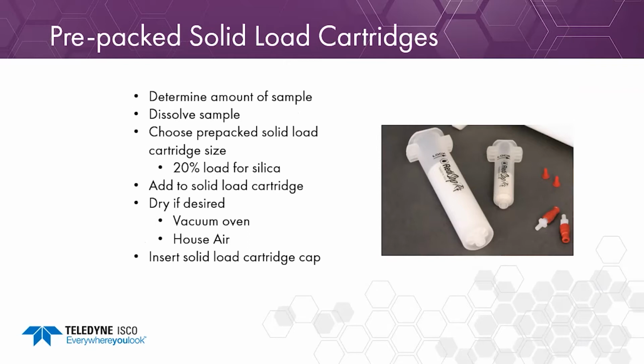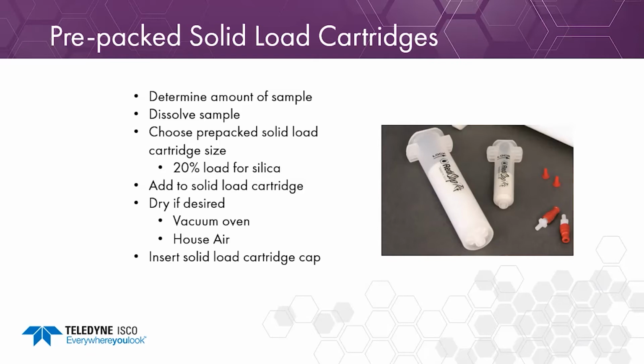In this case, the cartridge is already packed with material such as silica or C18, which is what we offer. And basically it's already got the top frit in place. What you're doing is loading your liquid sample onto that cartridge. So if I chose, like I said, a 5-gram sample, I would choose a pre-packed 25-gram cartridge. I would load my sample in a strong solvent onto that cartridge, and then I would let it dry.